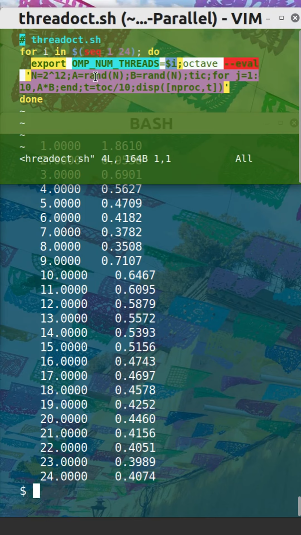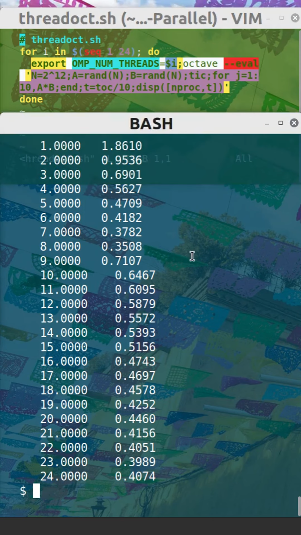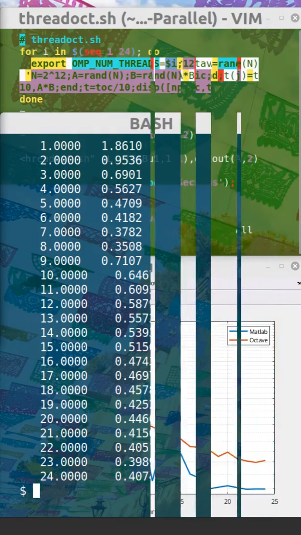Since Octave does not allow changing the thread count without restarting Octave, we had to make the one-liner part of a shell script. I ran this loop over from 1 to 24. My machine has 8 P cores and 8 E cores and hyperthreading for 24 total threads, and I put the results in a file by redirecting standard out. And here is that file.